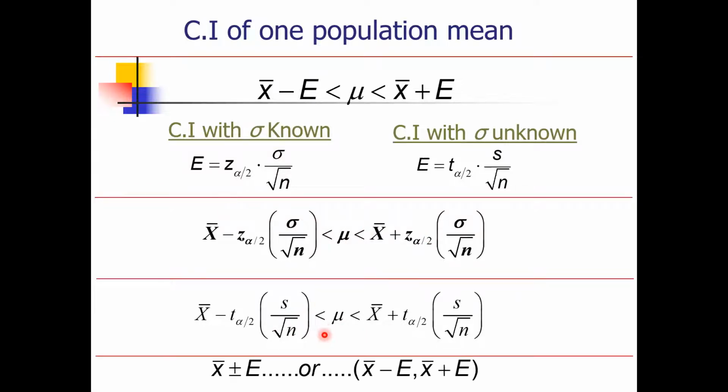And going further, of course, the formula can be represented that way. Some keep the notation this way, or some keep it that way. They are saying the same thing, right? This is the mean plus or minus the margin of error, and you can separate them out: the mean minus the margin of error, comma, the mean plus the margin of error. So let's go ahead and implement this in solving a question.